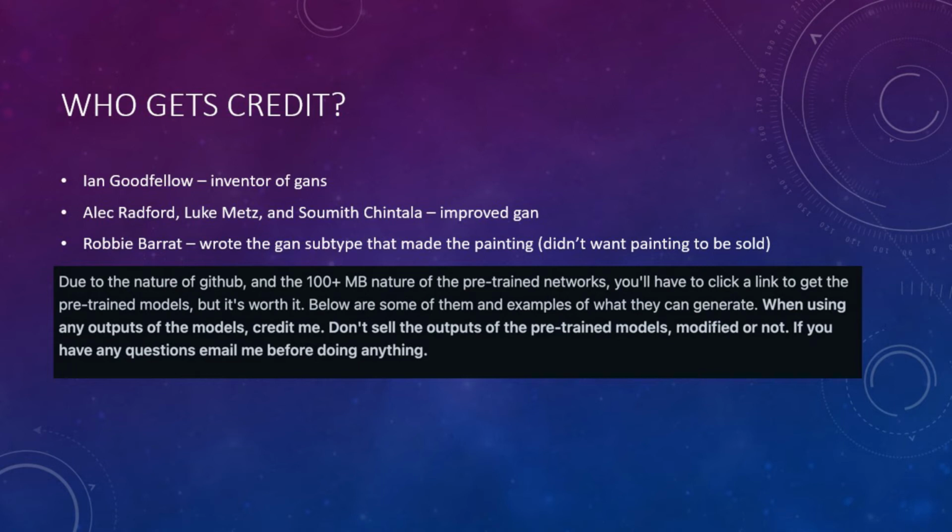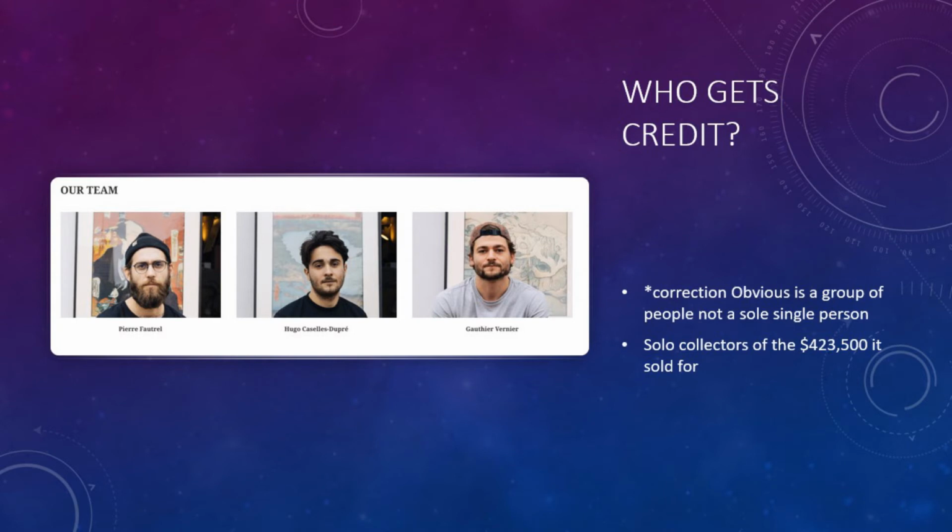Ironically, Robbie Barrat actually states in his GitHub that he prohibits the output from his code to be sold for profit. Or is it Parisian artist collective Obvious, who selected, printed, marketed, and sold the image, and was the sole collector of the $432,500 it sold for at auction, who gets the credit?